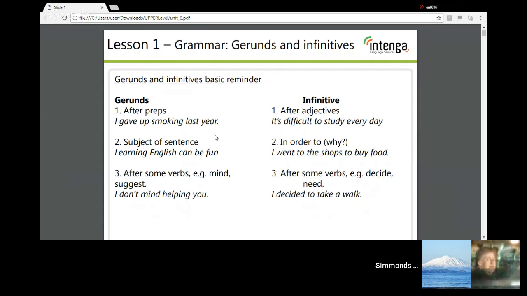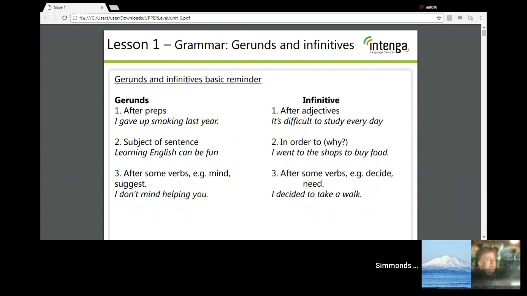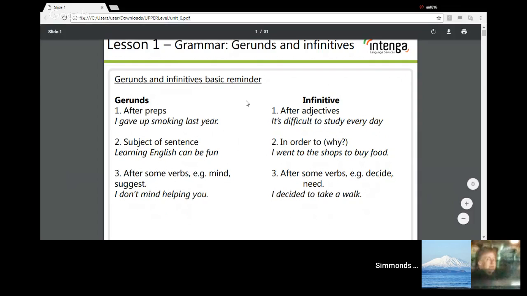Any other questions with this about prepositions? No? Okay. Move. Ken, did you have a question?